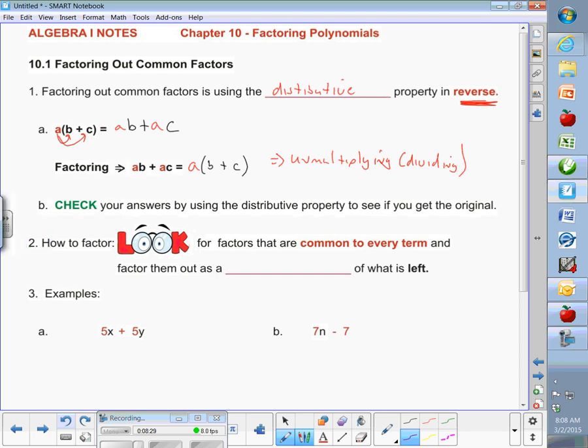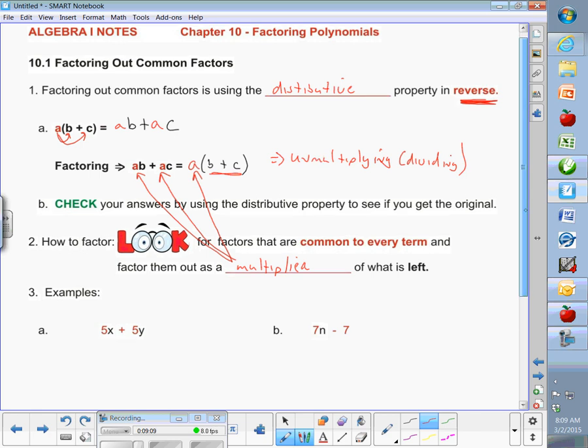All right, so number 2, how to factor. Look for factors that are common to every term and factor them out as a multiplier of what is left. Again, look up here. You don't need to put this in your notes, but isn't that what I found here? A common A to both terms. And what did I do? I factored it out as a multiplier of what is left. Do you follow? That's factoring. It's not hard. And if you get an understanding, you'll be in great shape.